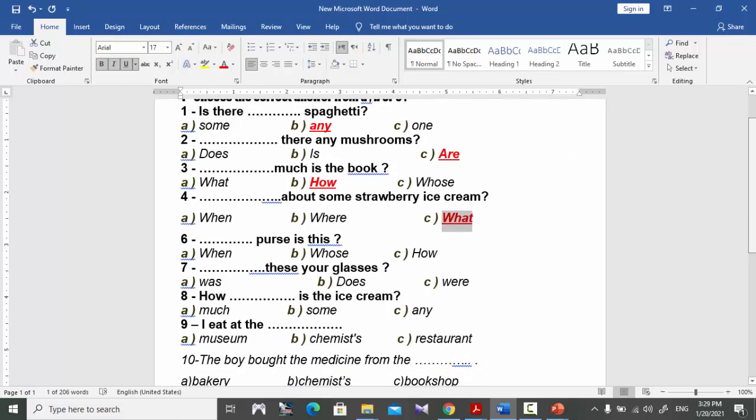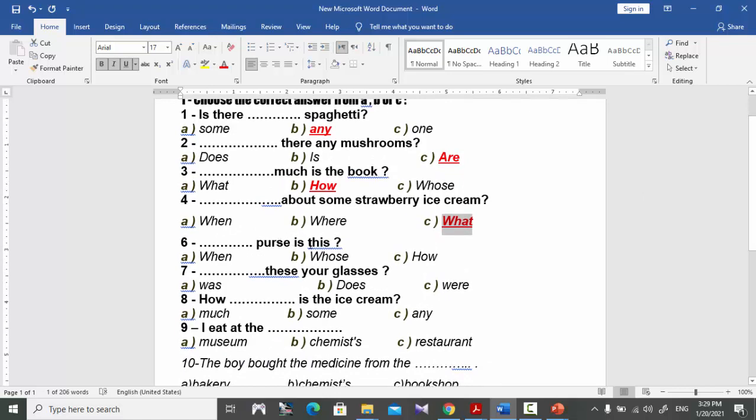Sentence number 6. Space pairs is this, when, whose, and how. Okay, I'm asking here about the owner of the pairs. So I can ask using whose. Whose pairs is this? Whose pen, for example, whose pen is this? Whose book? Whose glasses are these? Okay, number 7.